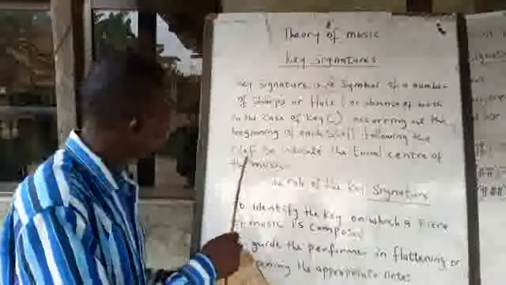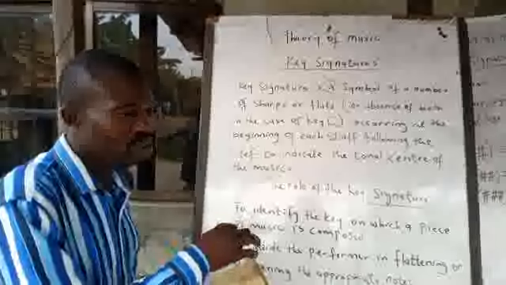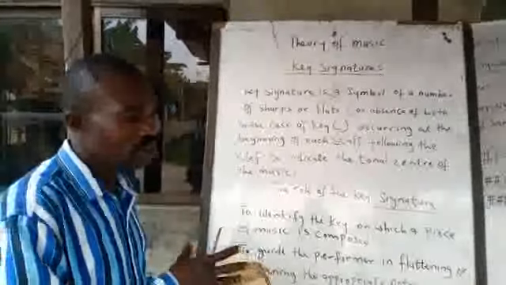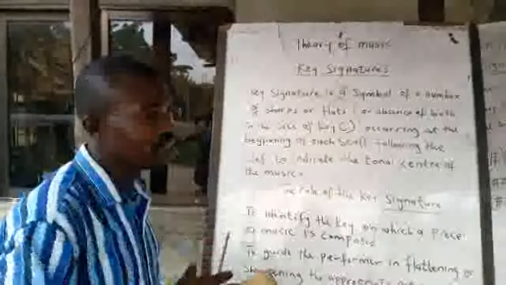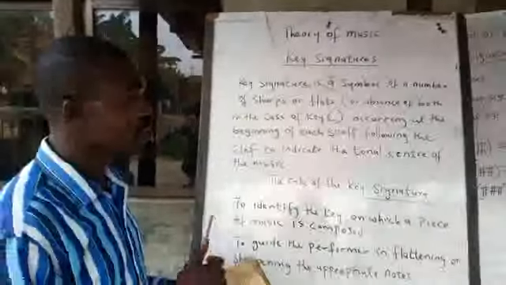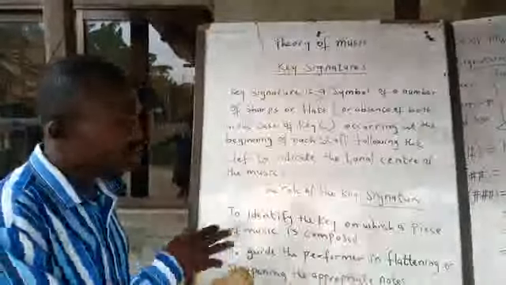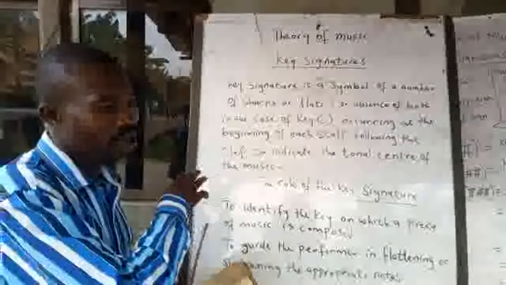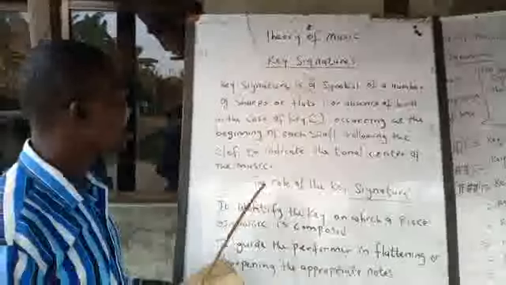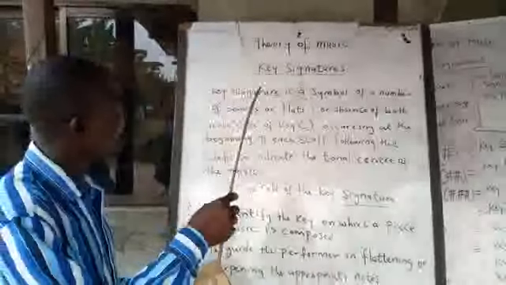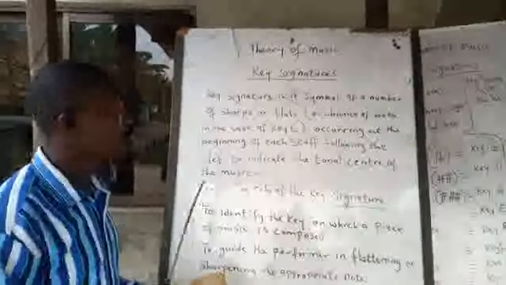Following the clef signs, that is, we have what we call clef signs at the beginning of the staff. I did this in my first tutorial, the first lesson in theory of music that I did, which I equally posted. The clef signs and the staff itself have been taught, but by the grace of God, I'm still going to show you again. The major function of the key signature is to indicate the tonal center of the music.